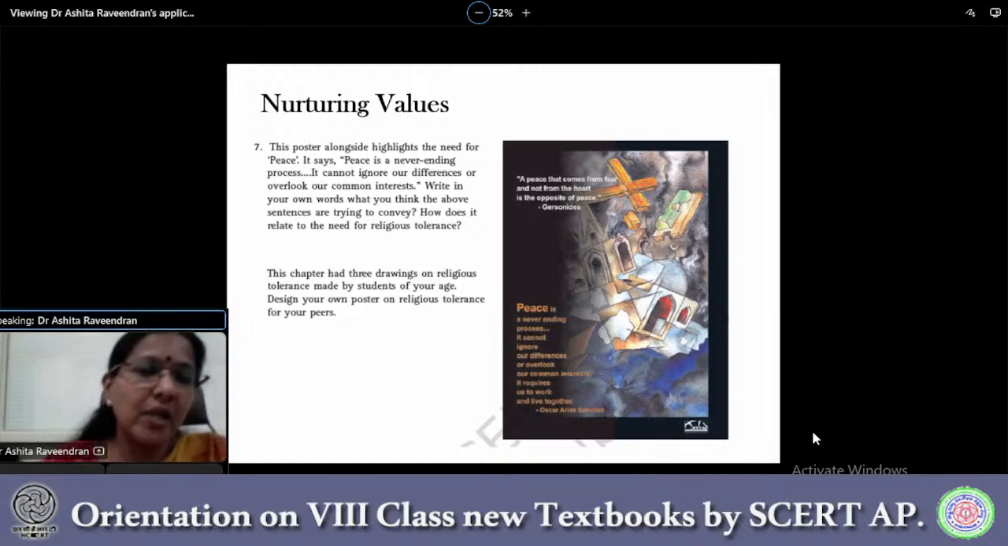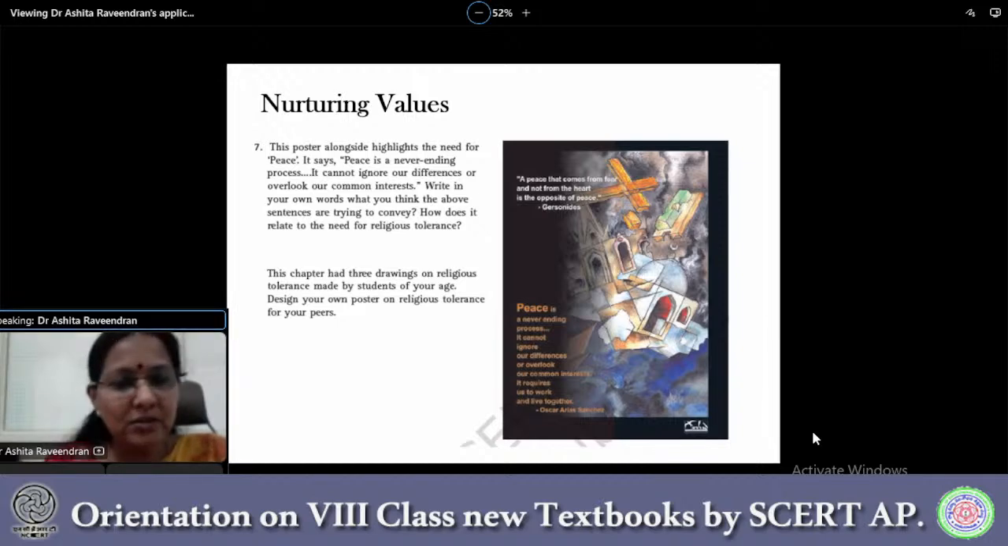Then they have been asked what these sentences convey, and what the importance of religious tolerance is. The poster actually depicts how peace has been destroyed inside when a calmness has been created because of fear. And there are many drawings by students given in the textbook, showing religious tolerance, so that it encourages a child to make their own drawing.